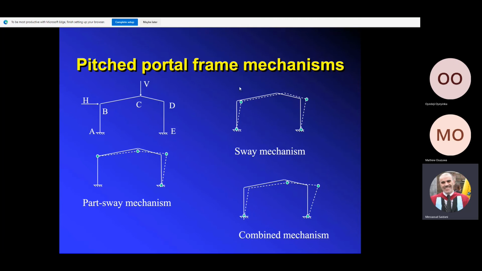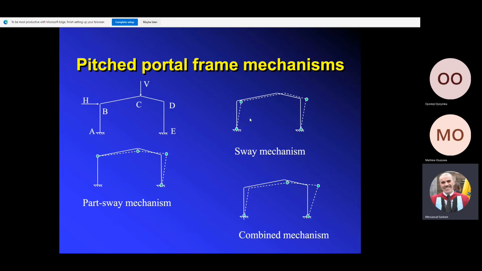The first one is a sway mechanism, which is due to the horizontal load here. The horizontal load will push the frame to the right, and that gives a sway mechanism. The frame will undergo a simple horizontal movement, so there is no hinge forming in the apex, which is the top of the frame. The only hinges will form at A, B, E, and D.